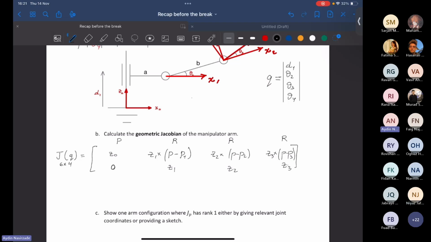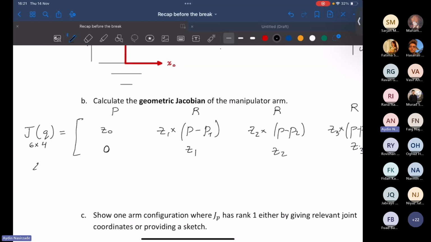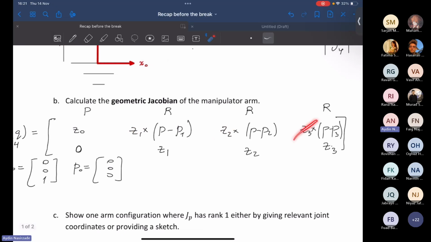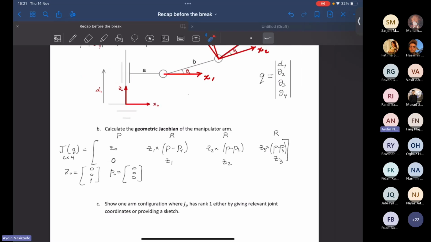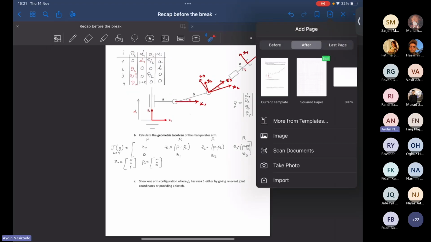Yes, yes. Okay. So which parameters do we have? We always say that z0 is 0, 0, 1, p0 is 0, 0, 0. What else do we have? Do we know z1? No, z2 is unknown, z3 is unknown. We don't know any of these. We don't know p, p1, p2, and p3. We have a lot to find, and we are going to use geometric inspection to find them out. So it's going to take time.